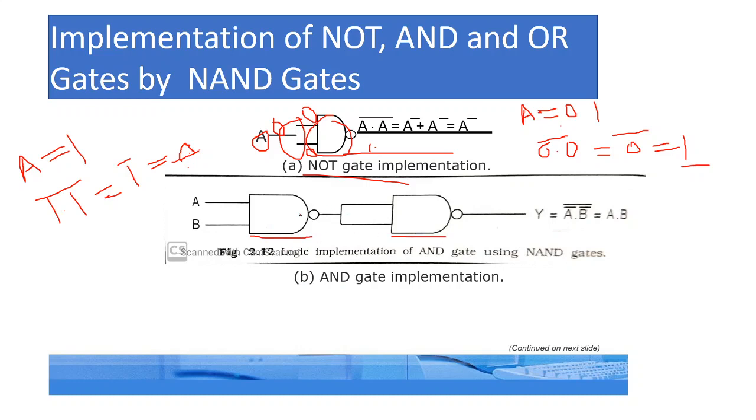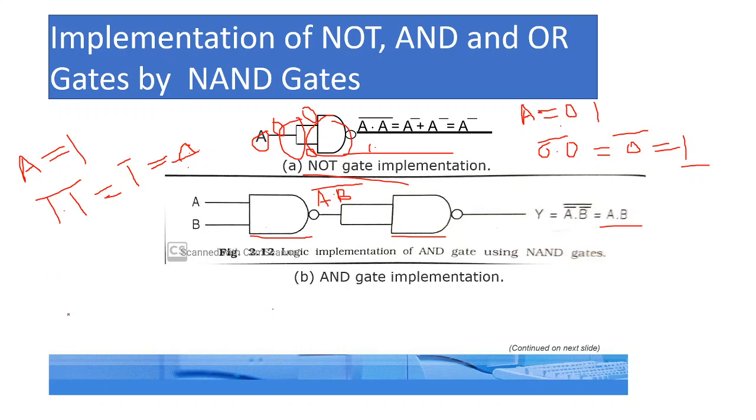So with the help of 2 NAND gates you can easily create an AND gate. In the first NAND gate, suppose A and B are applied, so its output is (A dot B) bar. When this is applied to the second NAND gate, the output is ((A dot B) bar dot (A dot B) bar) whole bar, and its output is A dot B. Let us see this with the help of an example.